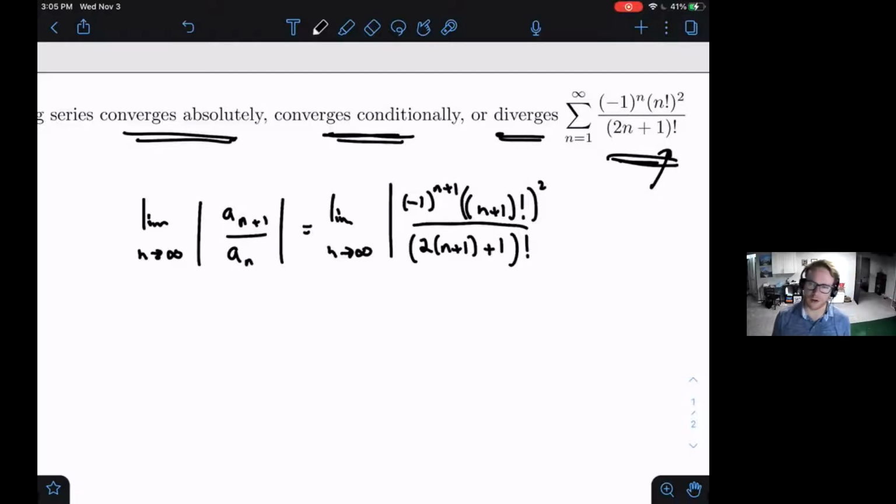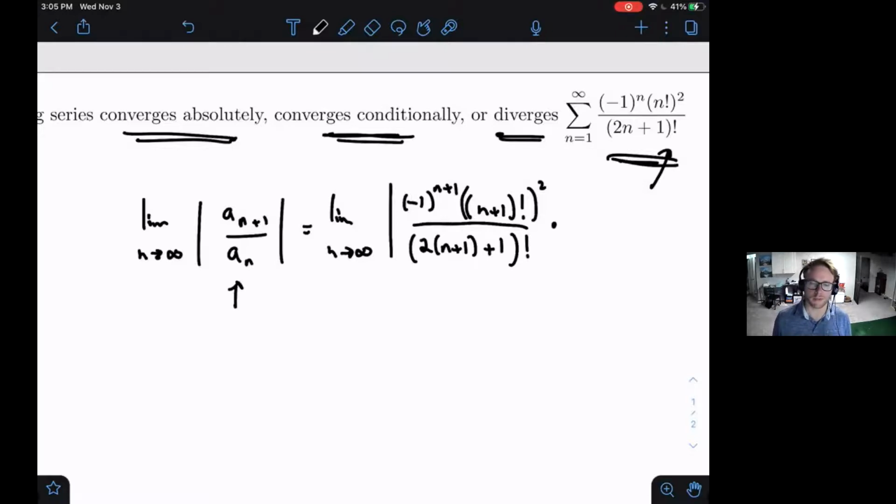Substituting in an n plus 1 everywhere you see an n, because there's a 2 right next to that n. And so you're going to need to distribute that 2 to each one of these pieces. All right, that right there is my a sub n plus 1. Now we need to divide by our a sub n.